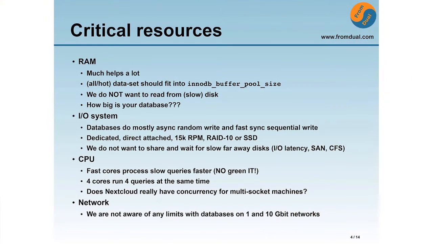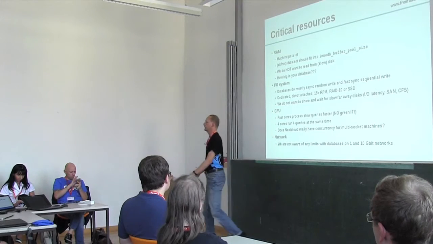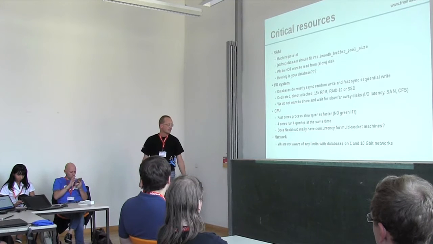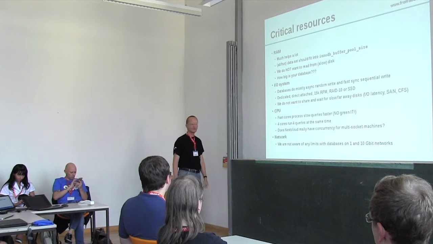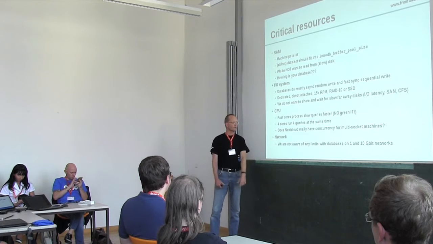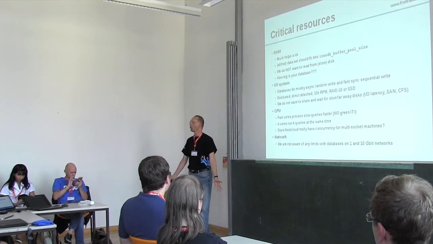The next thing which is relevant is CPUs. Fast cores process slow queries faster. That means faster CPUs make your slow, non-tuned queries faster, and also the well-tuned queries faster. So we don't want to have green IT for fast databases. Just for your imagination, four cores can run four queries at the same time and not more.